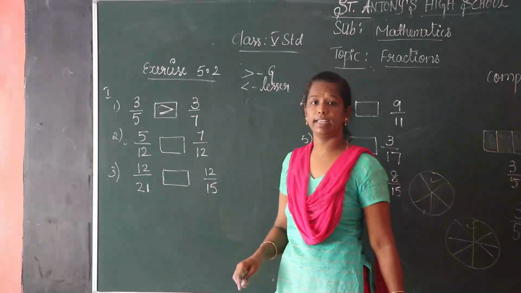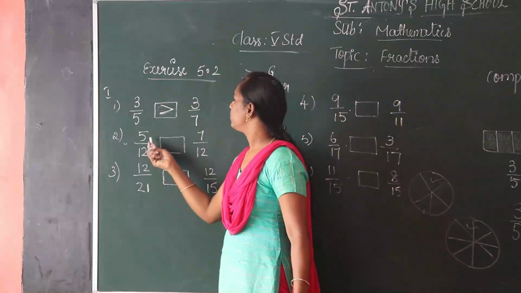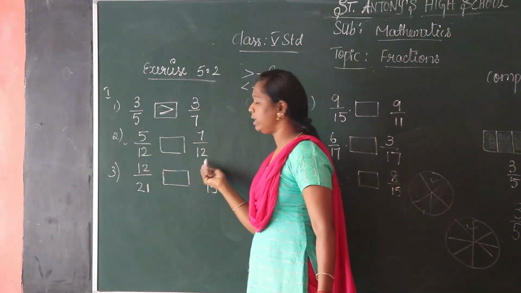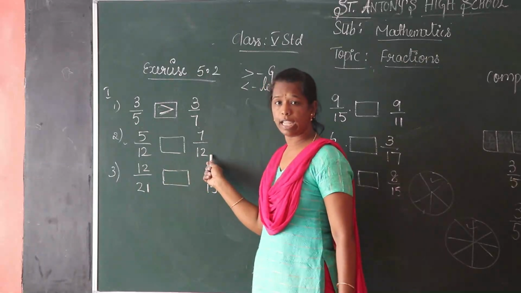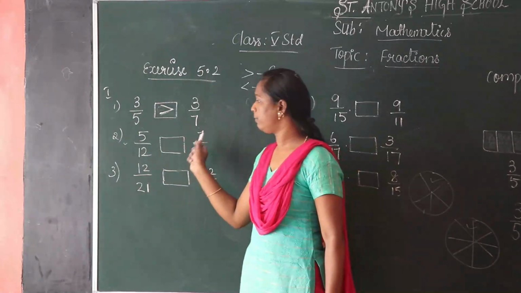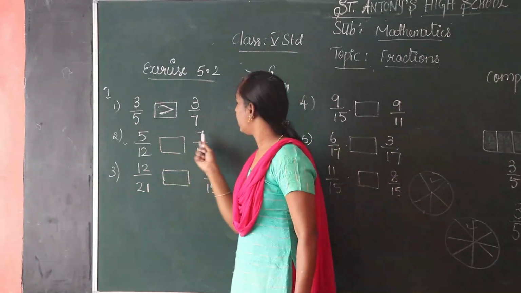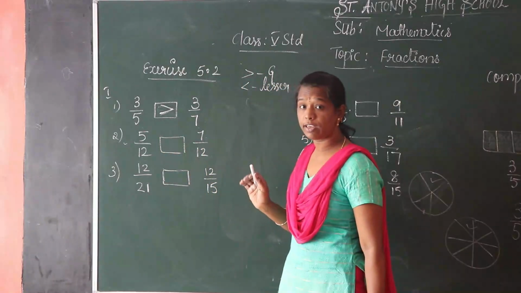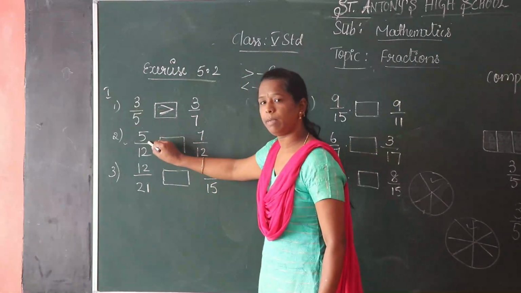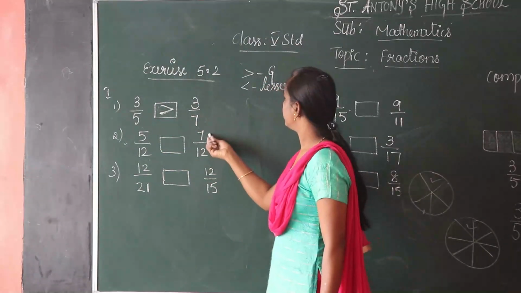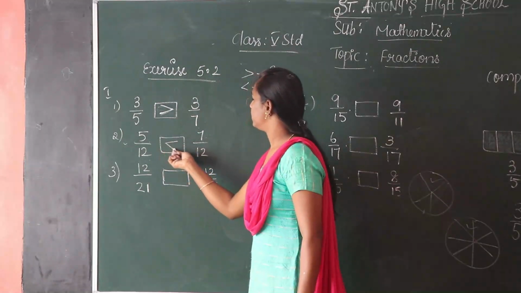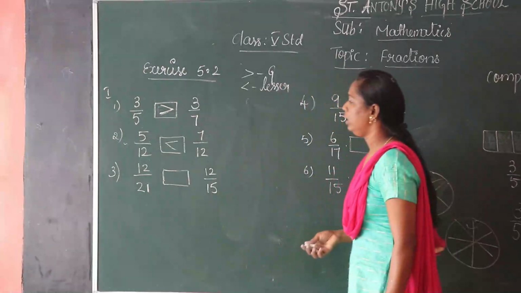Okay, so the symbol is greater. Next, 5 by 12 and 7 by 12. Here 12 is the same denominator but different numerators, 5 and 7. Which is the smaller one? So 5 by 12 is the smaller number. Greater number is 7 by 12.